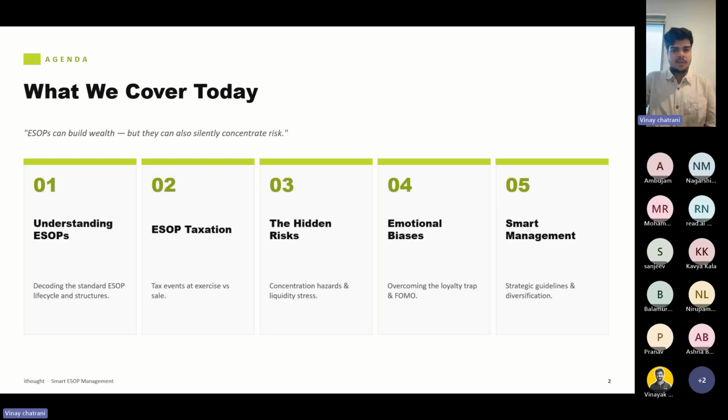We need to see how to tackle a situation where it becomes too risky. Next, we're going to talk about emotional bias. So this happens when you're attached to the company. Again, we'll get deep into it and we'll understand how emotional bias plays the biggest role in your ESOP. And finally, we'll tell you how to smartly manage your ESOPs. Now, that is the entire crux of the webinar. I'll get started with it.